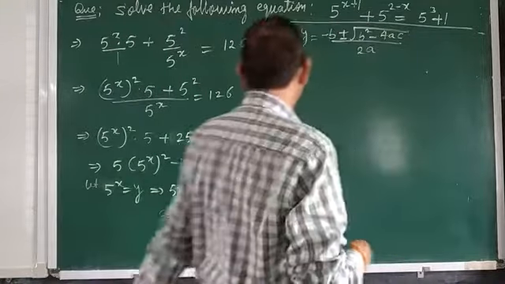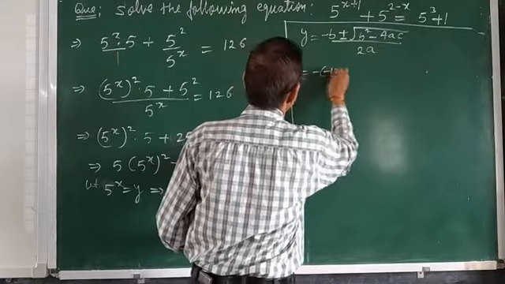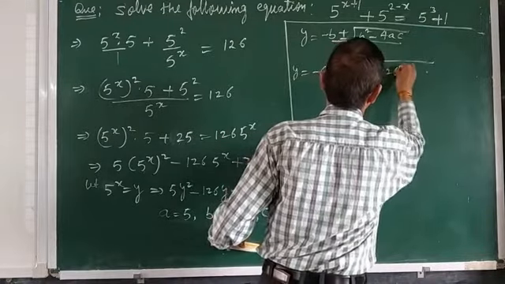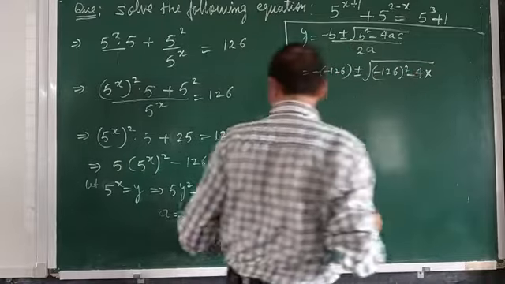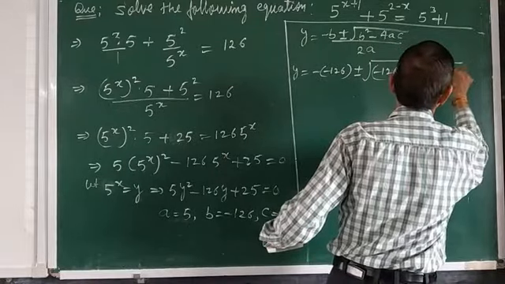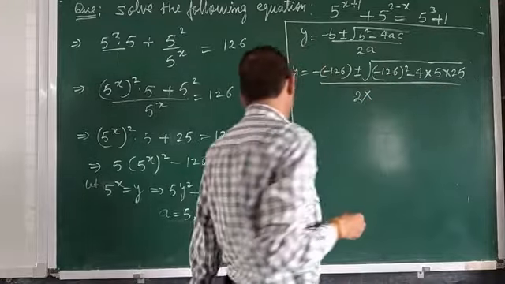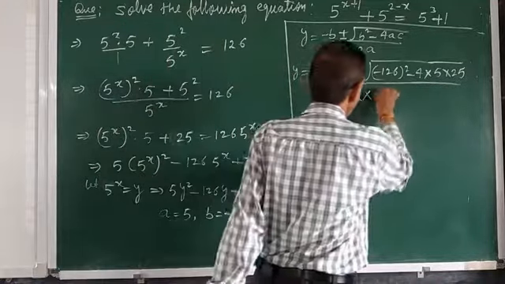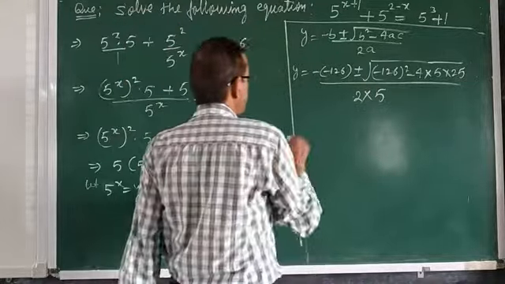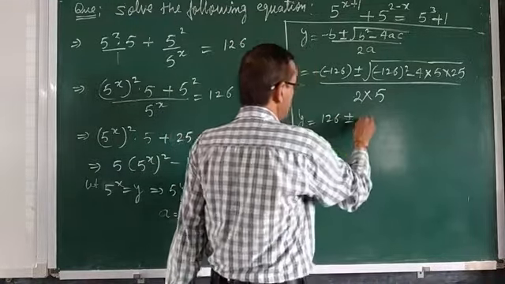Now put all the values. b is minus 126. So y is equal to minus of minus 126 plus minus under root of minus 126 whole squared minus 4 into 5 into 25, overall upon 2 times the value of a, which is 5. Correct. Now simplify that.